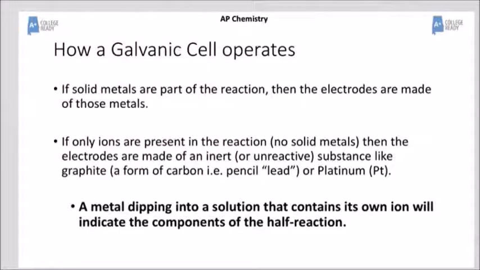So if both components in the half reaction are ions, they were both dissolved in the solution, and we'd need the electrode to be made of an unreactive substance. Platinum is a choice, which is pretty expensive. In most cases, we would use something like graphite. Literally, you could take a piece of what we call pencil lead. It's really graphite, but you could take a piece of that lead out of your mechanical pencil and use that as an electrode. And that would be just a way for the electrons to get out of the solution.